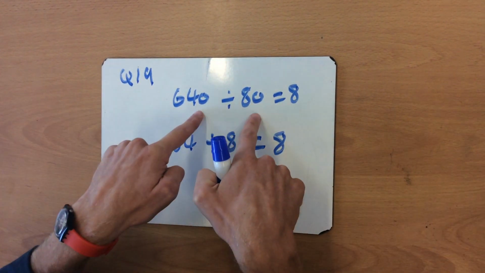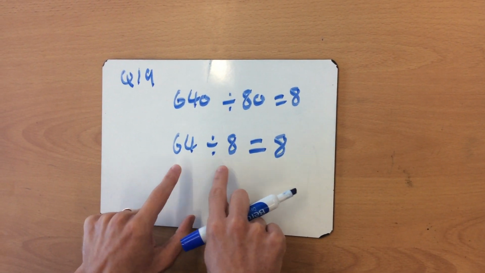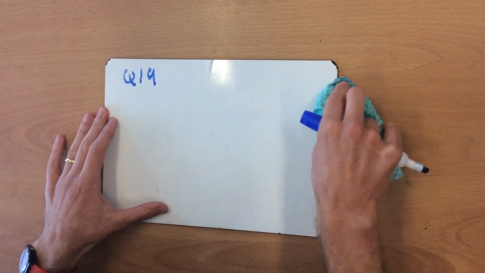So all you need to do if you see a calculation like this, don't panic, just scale it down to numbers that you are more familiar with. 64 divided by 8 equals 8. So there we are, that is division two ways now.